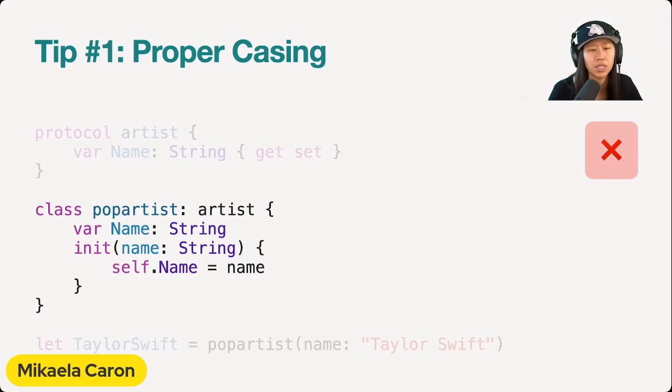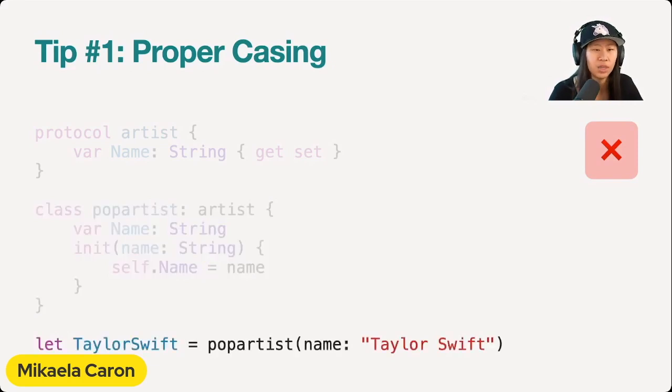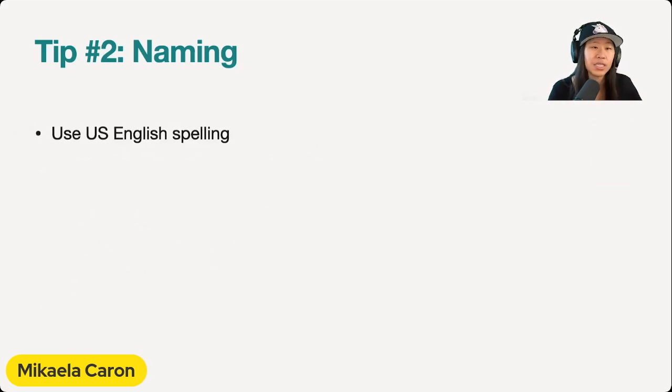But the issue really becomes at the point of use. So we have a variable, let Taylor Swift. This kind of looks right because we capitalized the T and S for Taylor Swift. But now when we look at how we're instantiating this, PopArtist is starting to look like a function more so than a class instantiation. So when we're expecting to see a certain casing and we're not seeing that casing, it's kind of confusing when you're reading the code what you're actually looking at, just because of the casing, even though the code is completely valid.